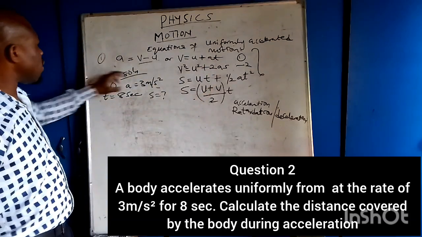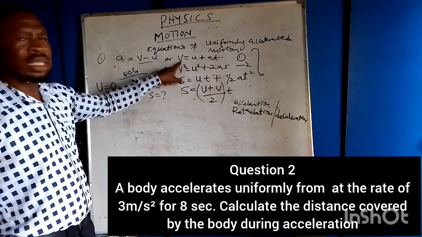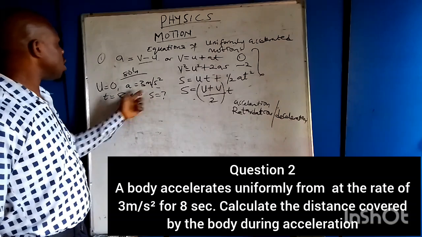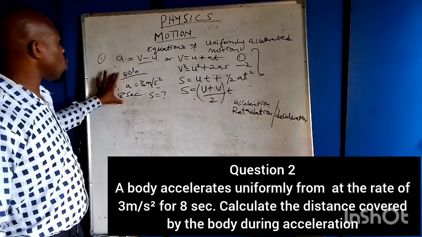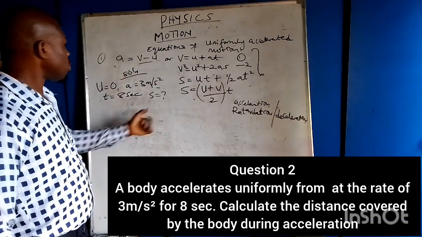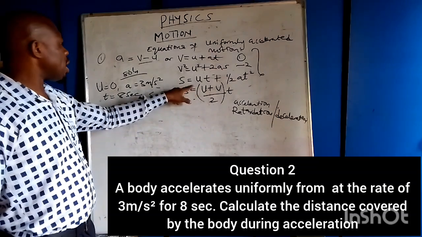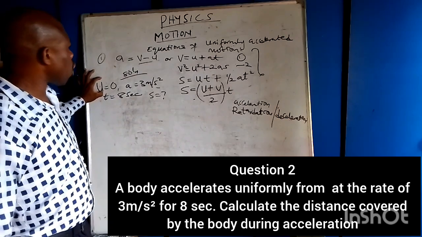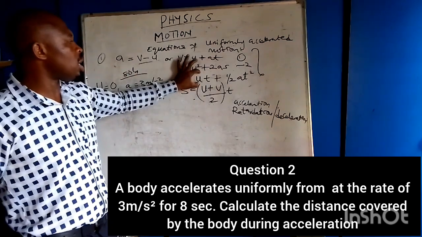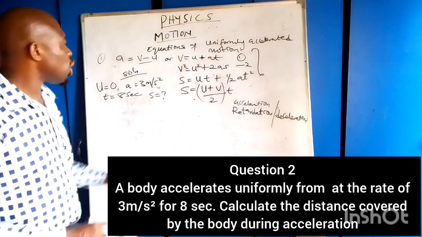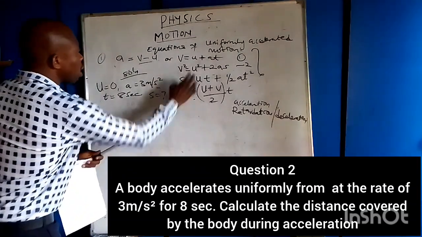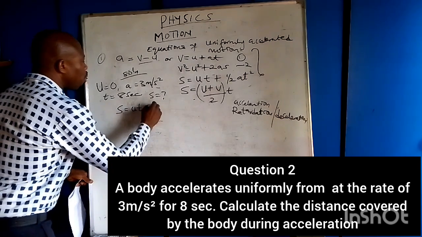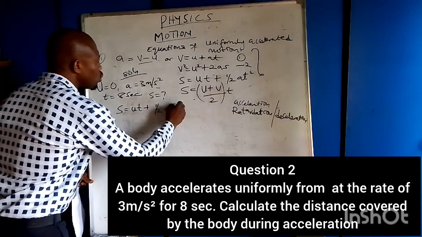If you look at the first one, it has no s. The second one has v, but here we don't have v. Now the third one, which is s equals ut plus half at squared, this one doesn't have v. This one is the most suitable equation, so we make use of this. So we now have s is equal to ut plus half at squared.